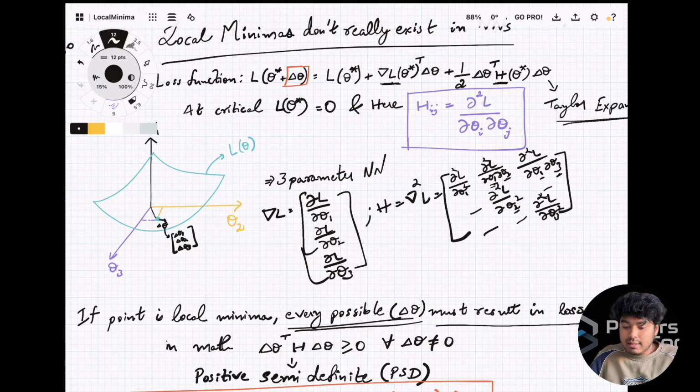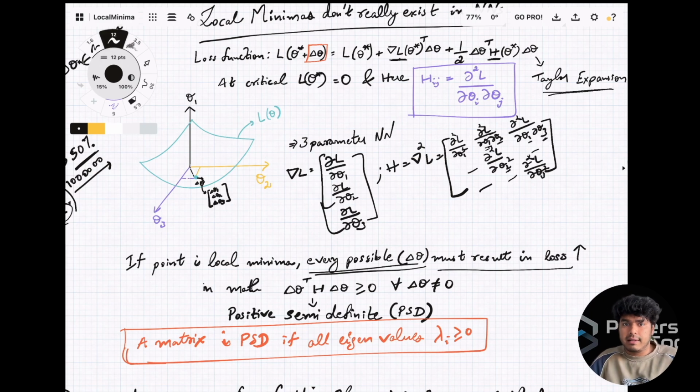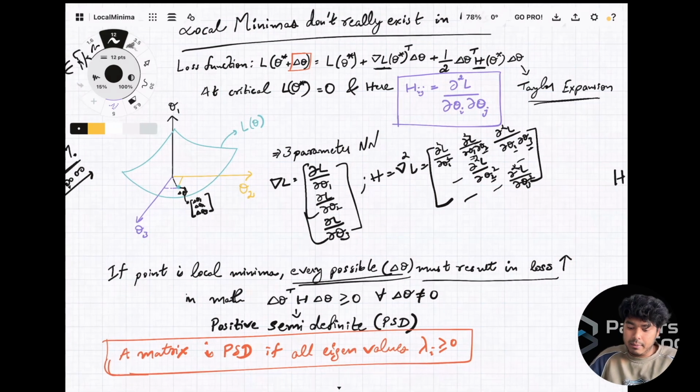So this is a big thing, and this is debunked, and I'm not pulling things out of thin air. It's proven. There's a paper. I'll attach it to the description of the video. And this is a proven fact that local minimas don't really exist in higher dimensions.